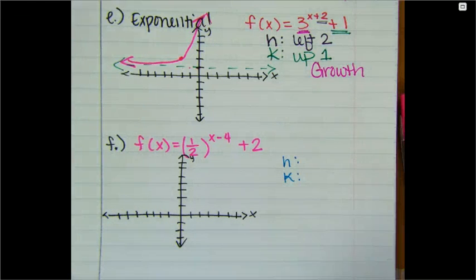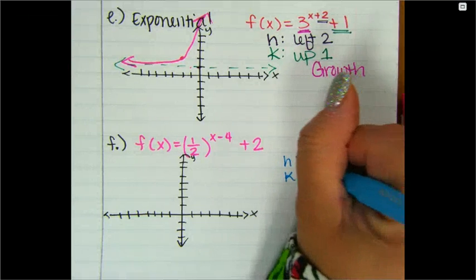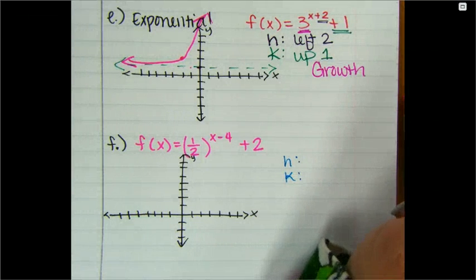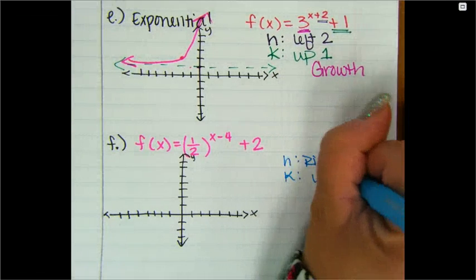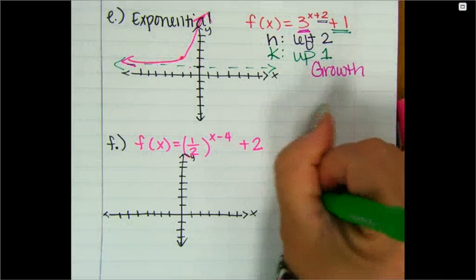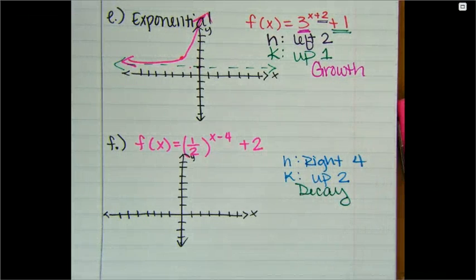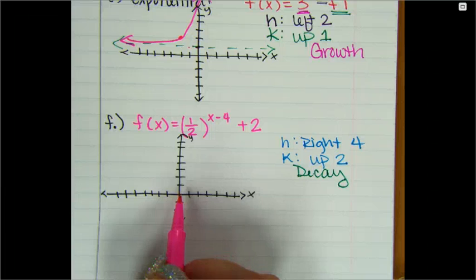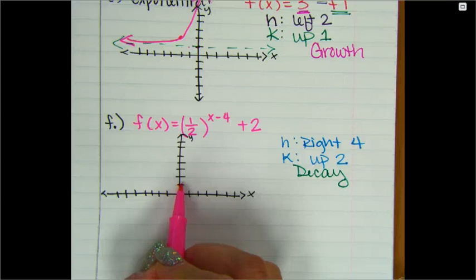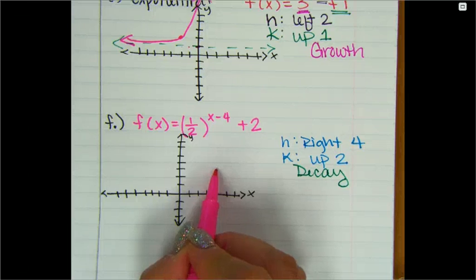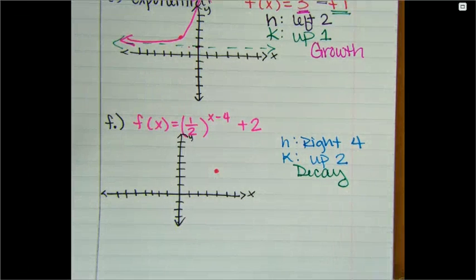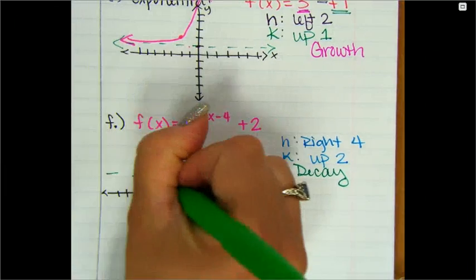What's your H? What's your horizontal shift? Right 4. What's your K? Up 2. Growth or decay? Decay. Why? Because it's less than 1, your fraction. All right, so let's take our starting point from where? Where's your starting point? Always 0, 1. Take it which way? To the right 4. There's 1, 2, 3, 4, but then take it up 2. So there's my new point right about there. Draw in your asymptote at what? At 2.